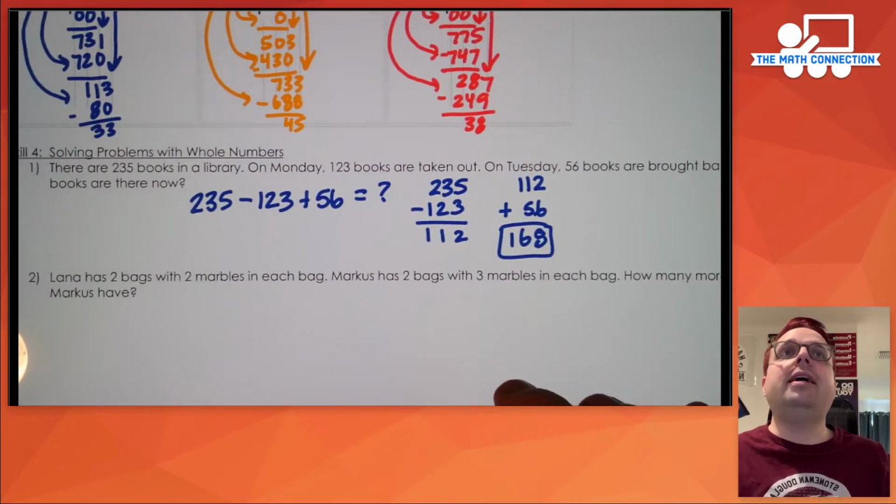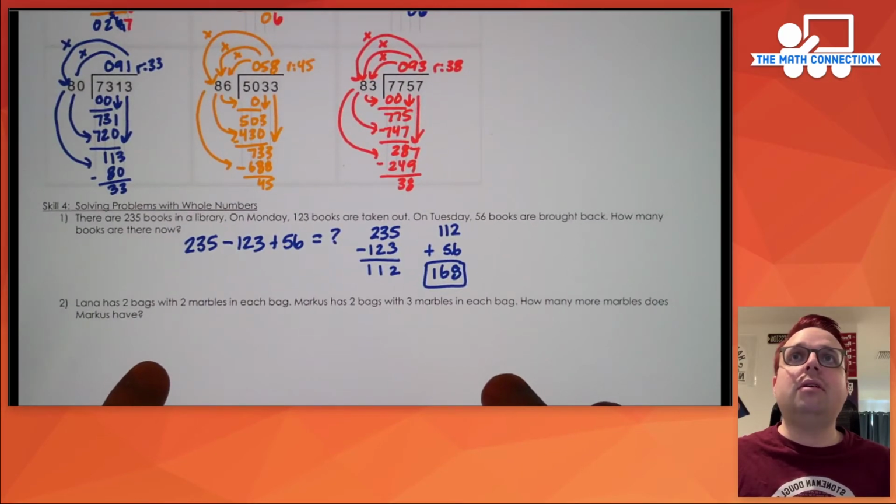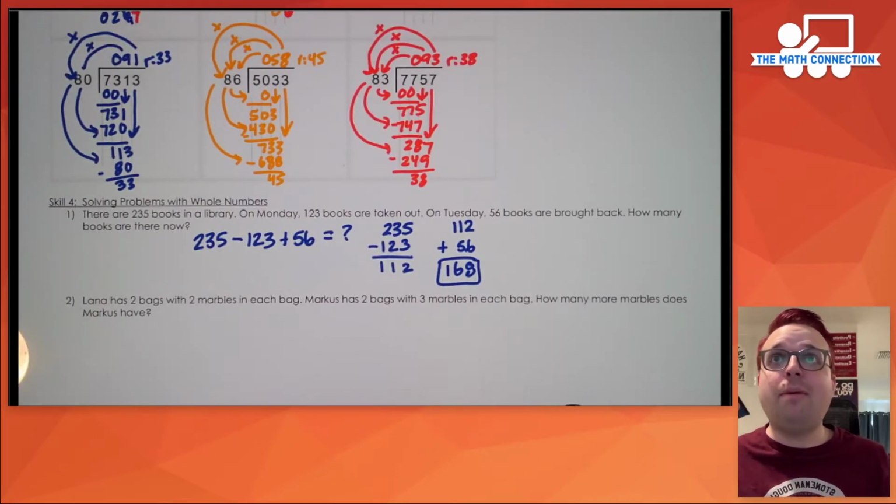So I just realized that you can't see this whole problem on the screen, sorry. There we go, I zoomed out a little so you can see the whole problem now.